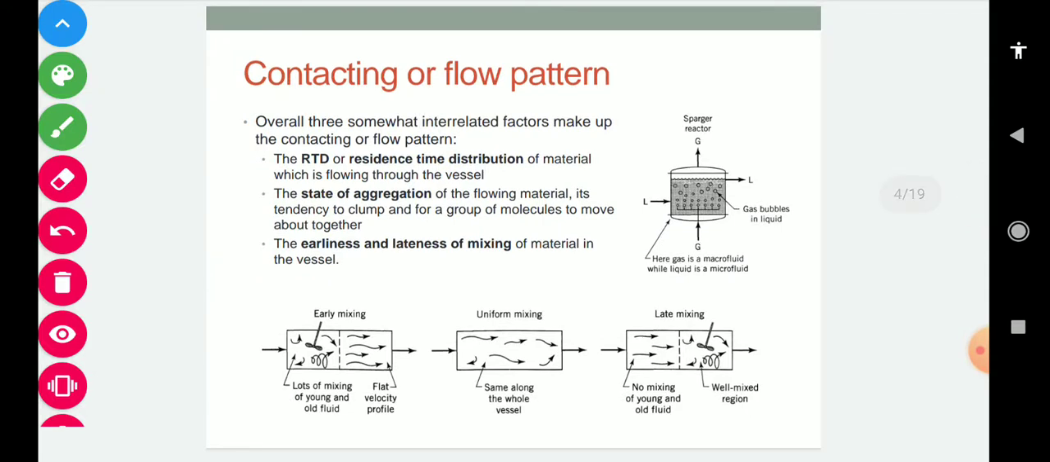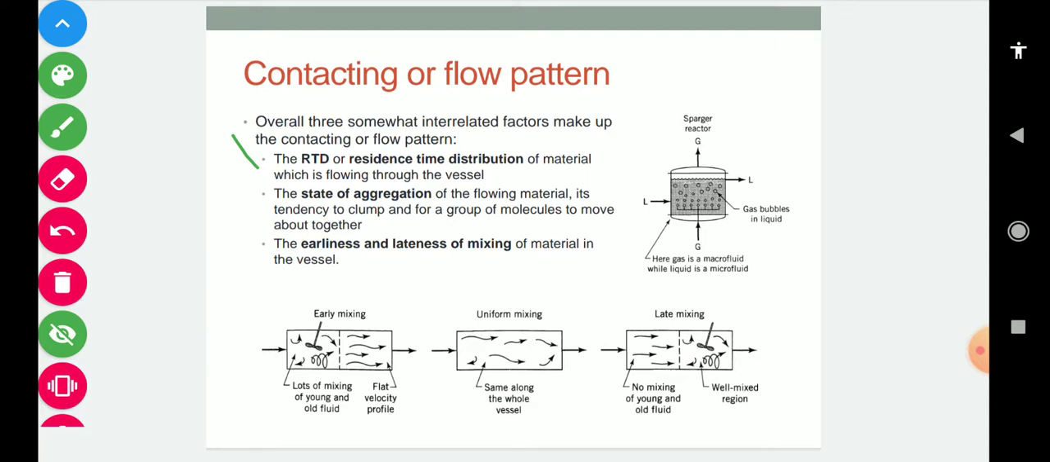So, in a real reactor, there are overall three somewhat interrelated factors that make up the contacting or flow pattern. One is RTD, the second one is state of aggregation, and the third one is earliness and lateness of mixing. The RTD means residence time distribution.